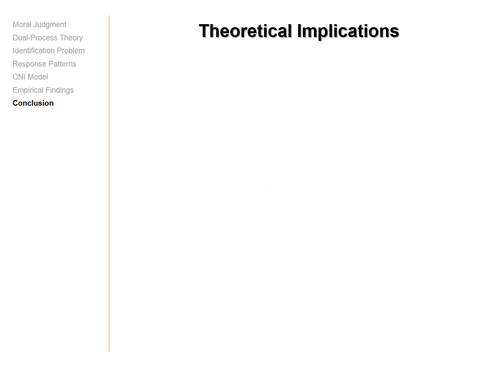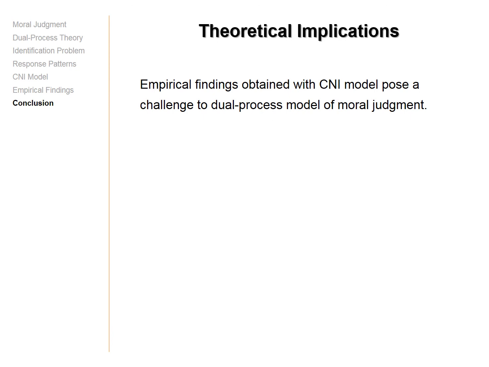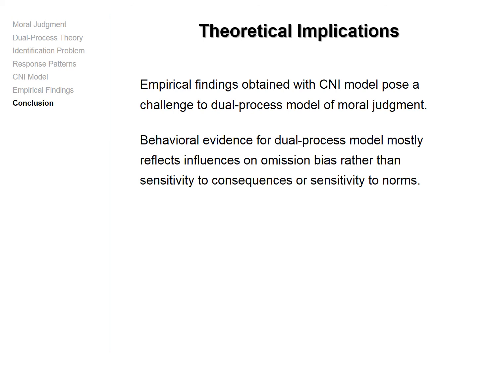In fact, several of our findings obtained with the CNI model pose a challenge to the dominant dual process account of moral dilemma judgments. Our findings suggest that the behavioral evidence for the dual process model reflects influences on the omission bias rather than sensitivity to consequences in a utilitarian sense or sensitivity to norms in a deontological sense. As a caveat to this conclusion, it is important to note that the omission bias can be interpreted in deontological terms by invoking the principle of doing and allowing. So in that sense, either of the two response patterns may be described as deontological in a philosophical sense. However, any such interpretation would still have to explain why one way of deontological responding can show effects that are opposite to the other way of deontological responding, as we found in our studies on emotional involvement.